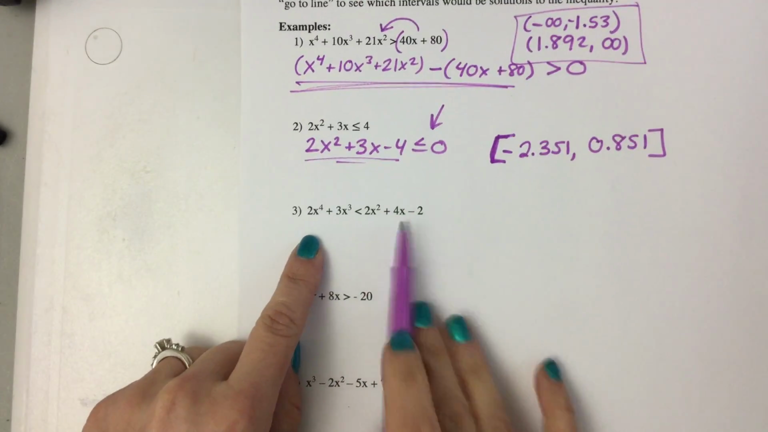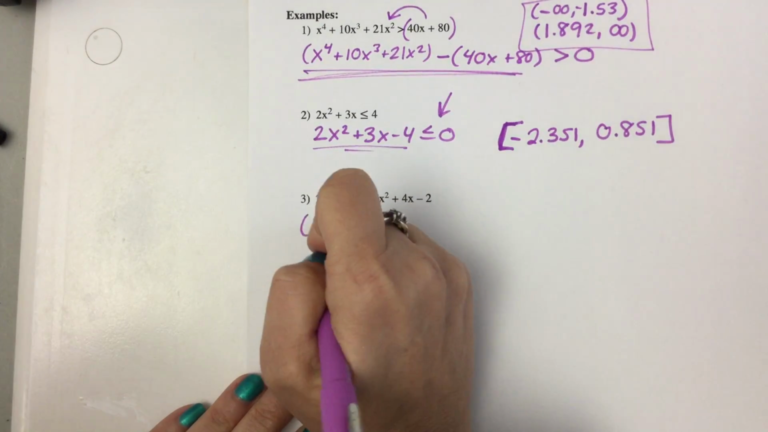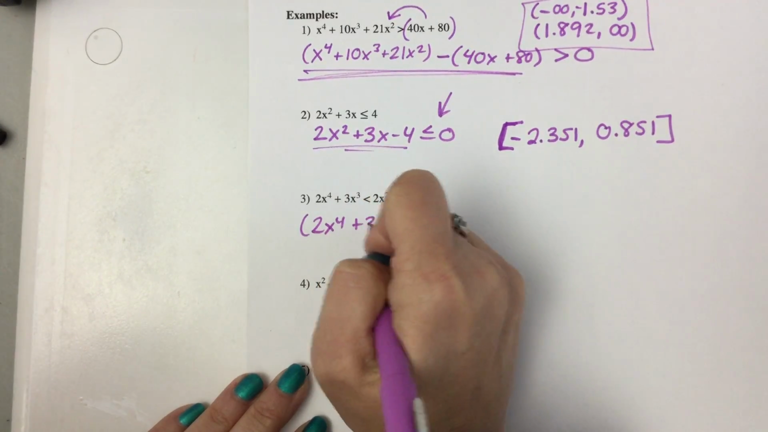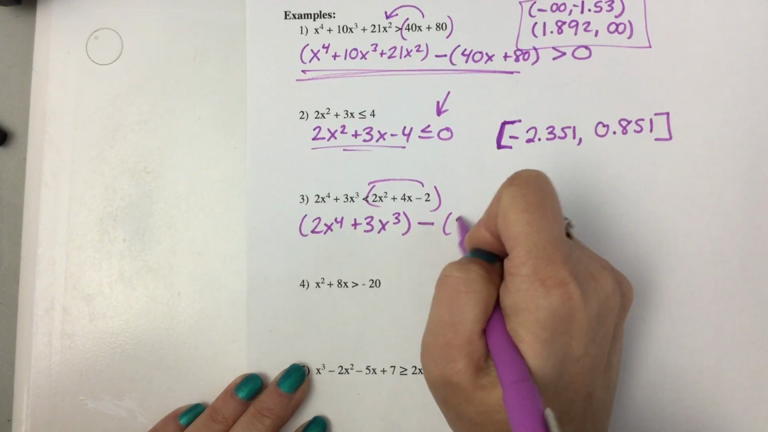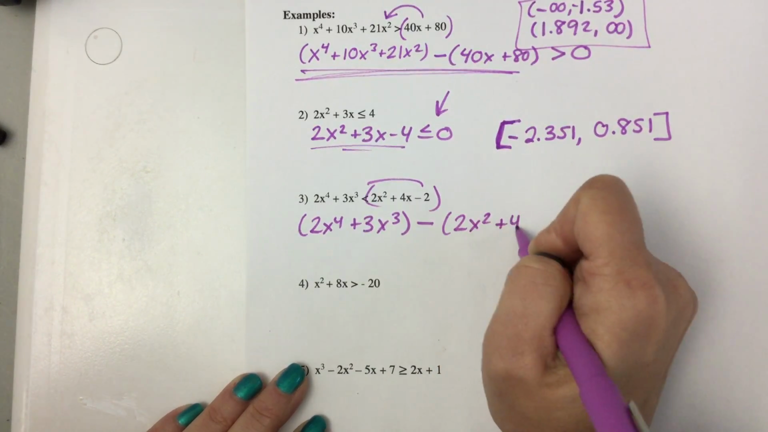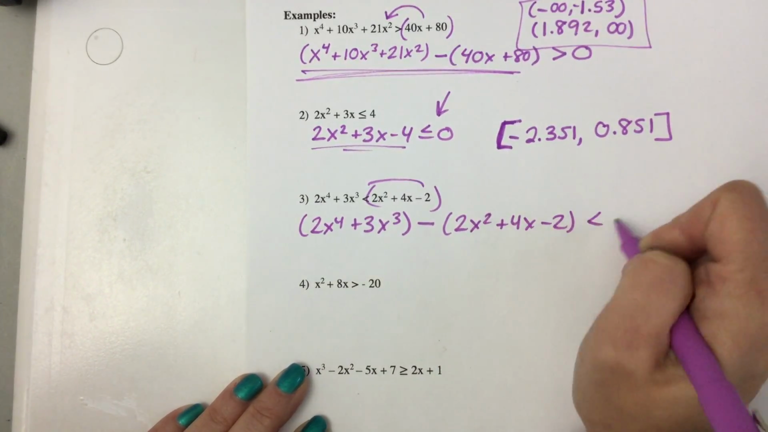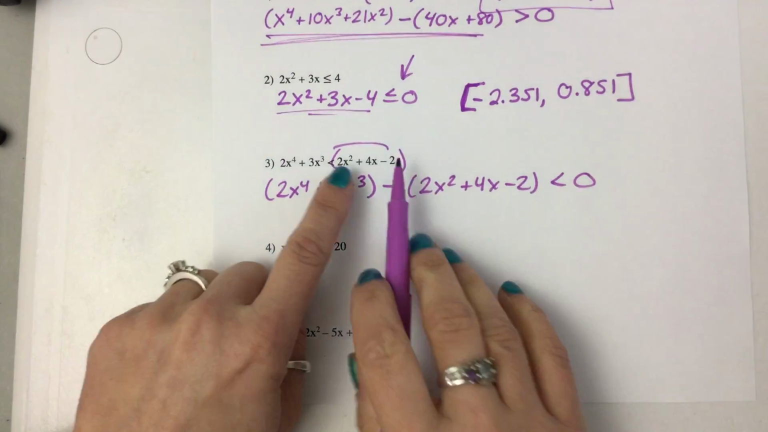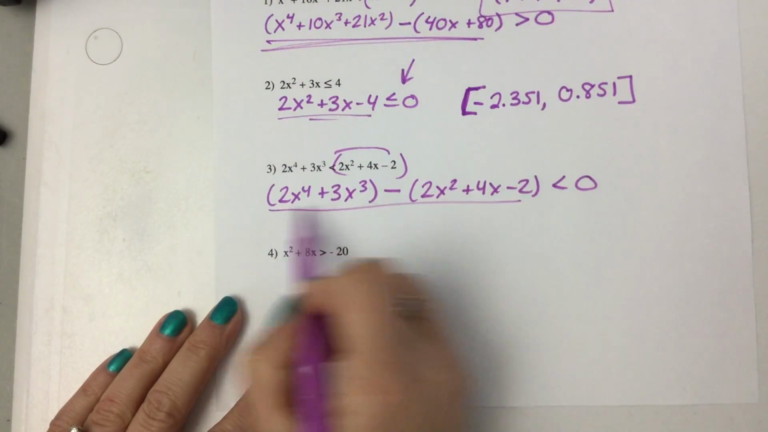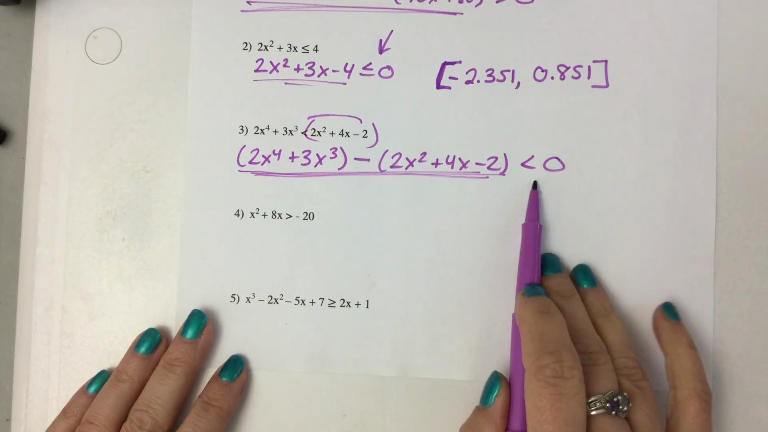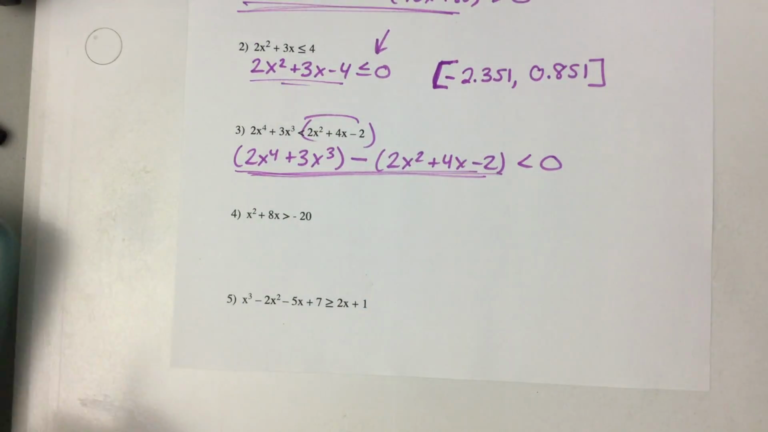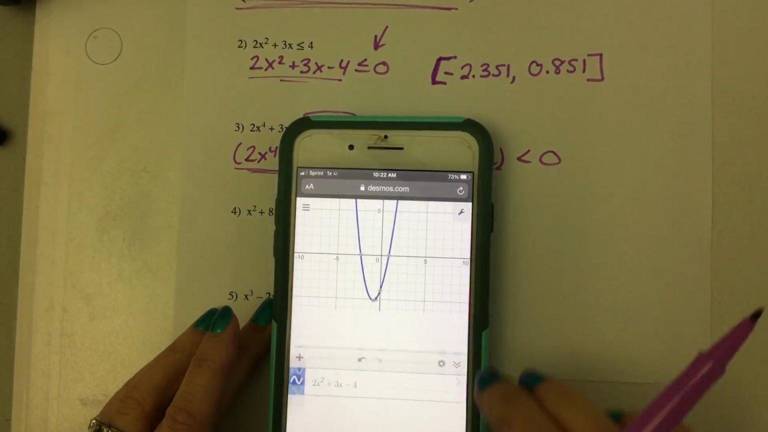Okay, now this time I am moving a full function. So I have 2x to the power of 4 plus 3x cubed minus, I'm going to take this whole thing, 2x squared plus 4x minus 2 is less than 0. Okay, so I took this and I moved it over. I have to put this in here, and I want to know when it's less than 0, meaning below the x-axis. All right, let's go ahead and delete this.